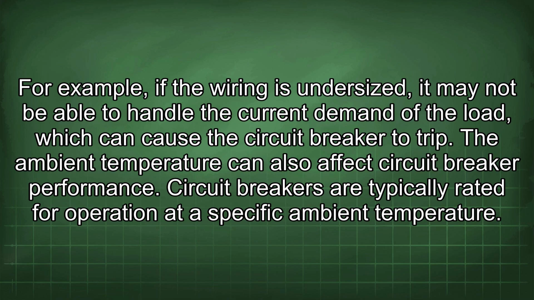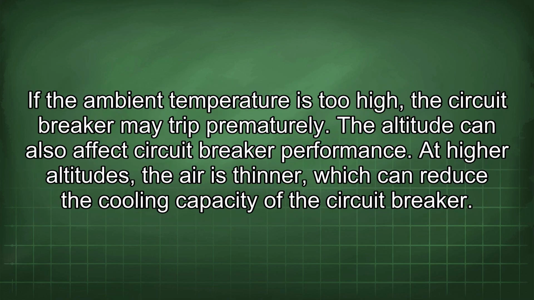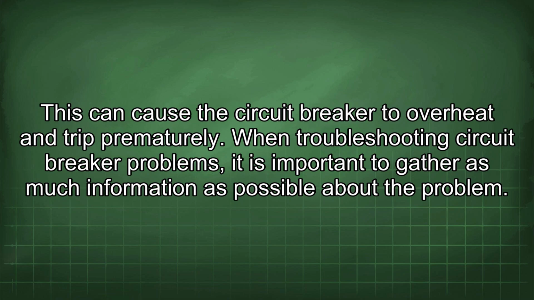The ambient temperature can also affect circuit breaker performance. Circuit breakers are typically rated for operation at a specific ambient temperature. If the ambient temperature is too high, the circuit breaker may trip prematurely. The altitude can also affect circuit breaker performance. At higher altitudes, the air is thinner, which can reduce the cooling capacity of the circuit breaker. This can cause the circuit breaker to overheat and trip prematurely.